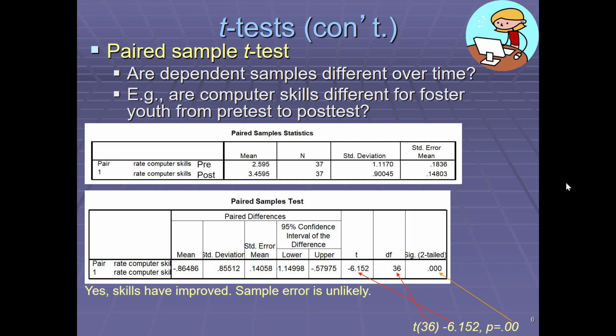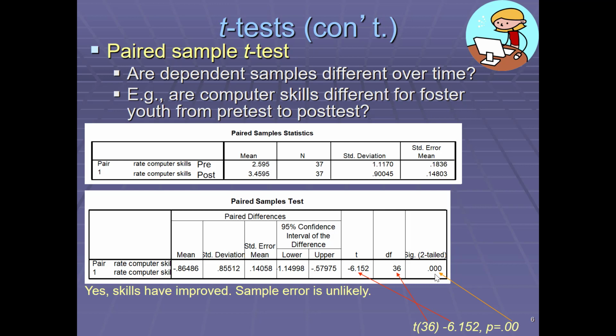So again, remember, we are looking for your t-statistic, which is 6.152, and that's a negative 6.152, goes right here. We have a degrees of freedom, which is, let's see, where's my degrees of freedom? Okay, right here, 36 is my degrees of freedom. And then my p-value is 0.000.